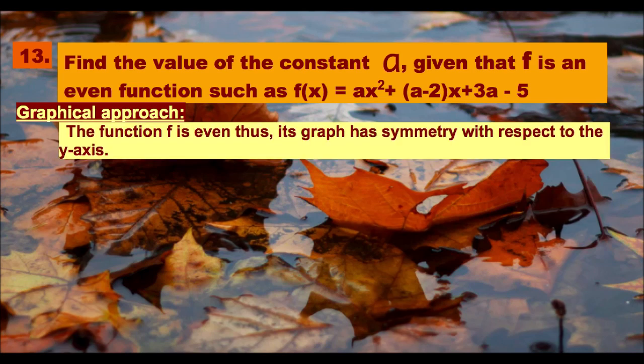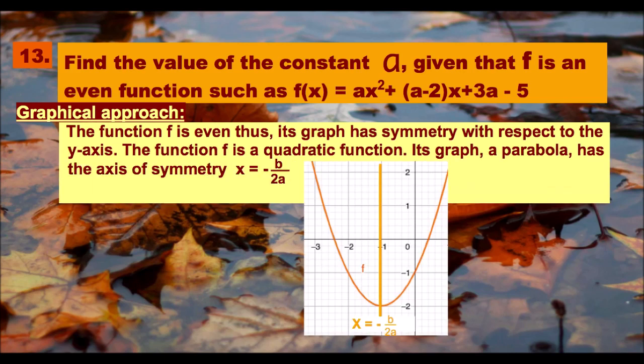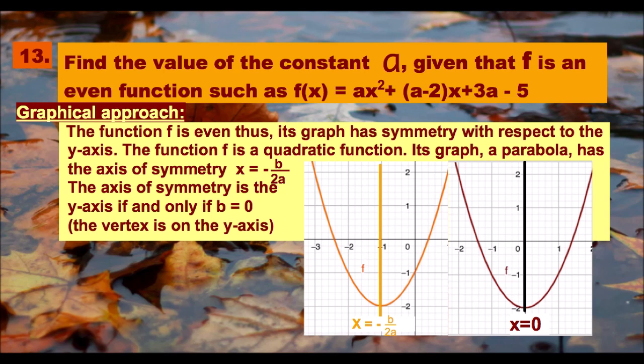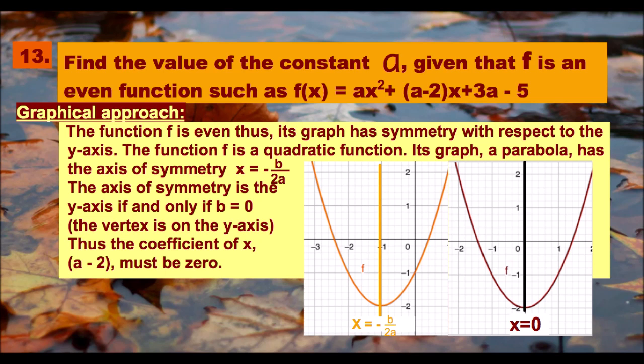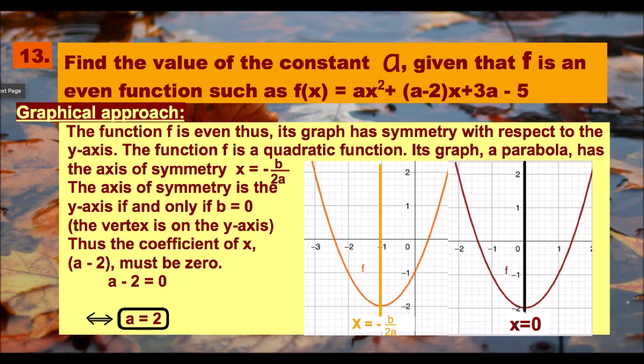Graphical approach. The function f is even, thus its graph has symmetry with respect to the y-axis. The function f is a quadratic function. Its graph, a parabola, has the axis of symmetry x equals -b over 2a. The axis of symmetry is the y-axis if and only if b equals 0. The vertex is on the y-axis then. Thus, the coefficient of x, a minus 2, must be 0. A minus 2 equals 0 is equivalent to a equals 2.